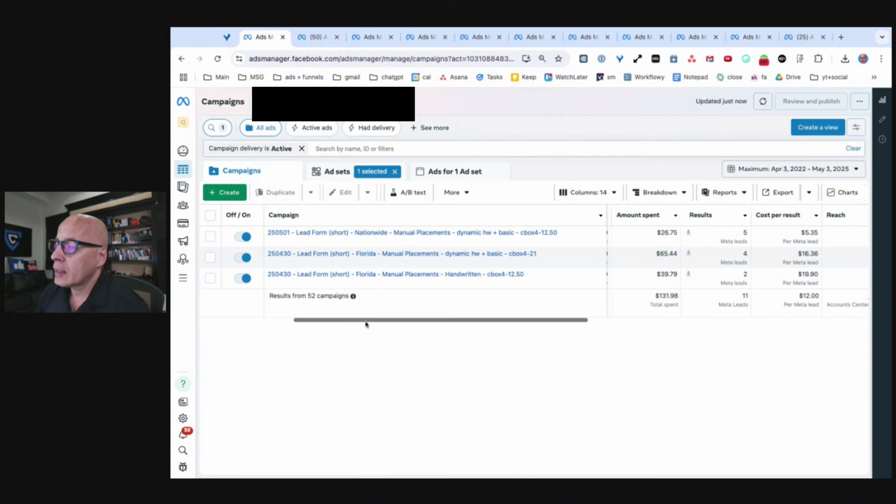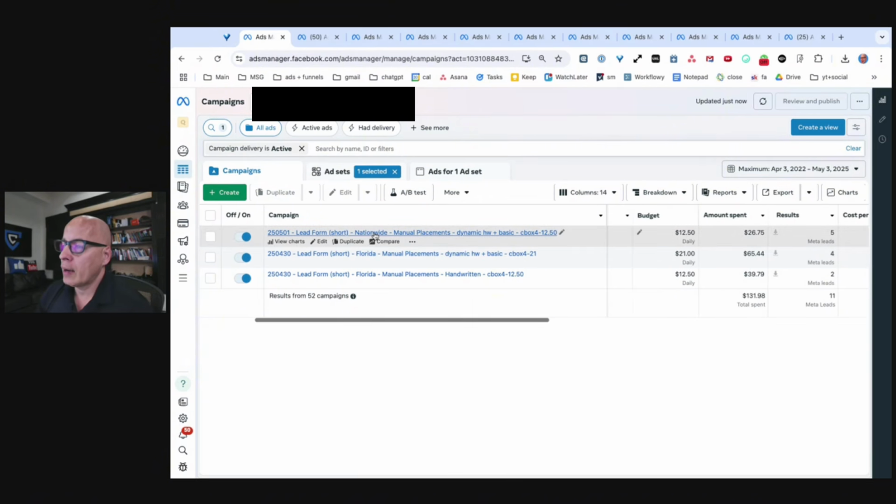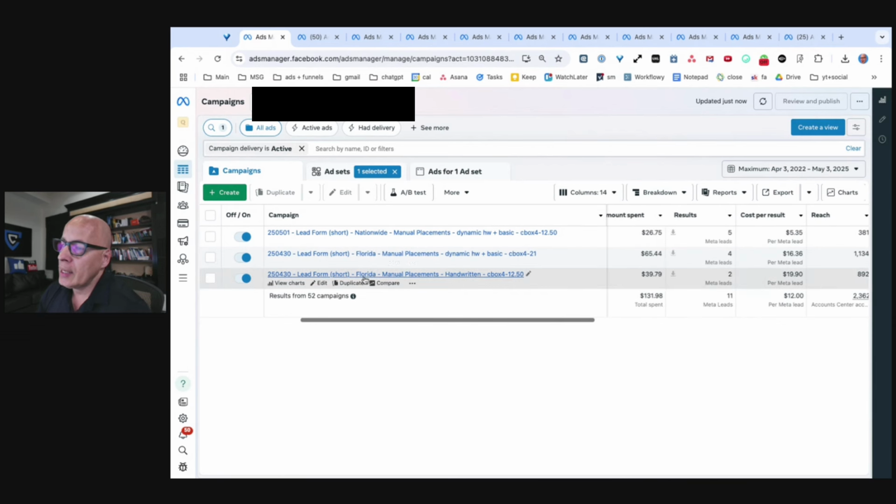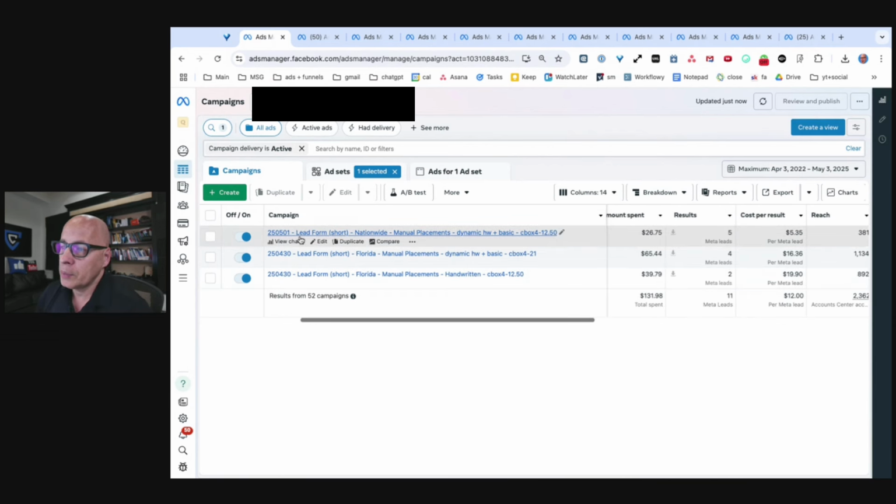So I've got here, this is one ad account, which we have one nationwide campaign running. Now, I name them in a way that I can quickly look at the campaigns and know exactly what they are. I always begin with the date. The lead form is how we're collecting. Short is just a different modified version of the lead form. The geographic targeting is two are Florida, one's nationwide.